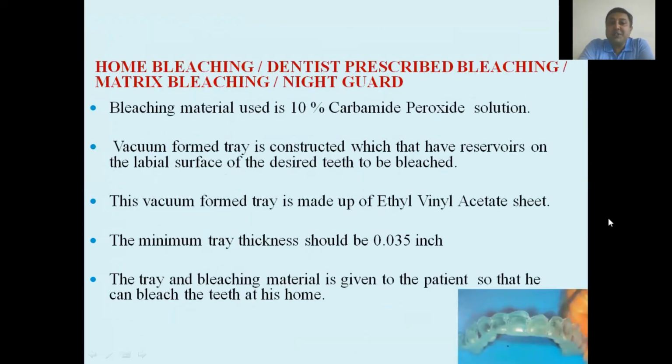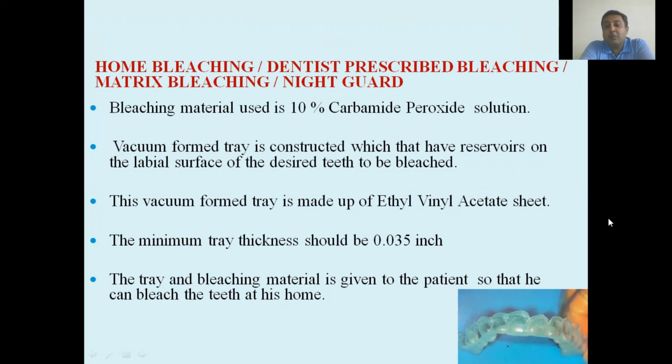First is the home bleaching technique, night guard technique, or dentist prescribed bleaching or matrix bleaching. Now here, what is the bleaching material? It is 10% carbamide peroxide solution. Here, the vacuum formed trays are constructed which have reservoirs on the labial surface of the desired teeth to be bleached. Reservoirs are nothing but a shell. It is a gap in which the bleaching agent has to be added when the patient wears that tray.